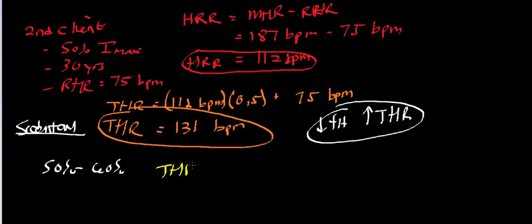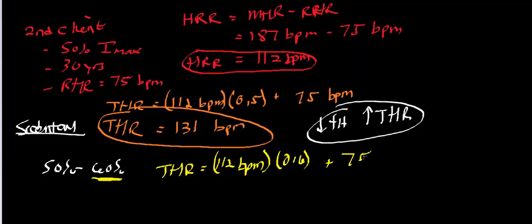So the target heart rate at 60% is, I'm going to take the heart rate reserve, that's 112 beats per minute. But instead of multiplying by 50%, I want to use the upper limit here. And I'm going to multiply by 60%, or 0.6. And then again, I'm going to add on the resting heart rate, which is 75 beats per minute. Let me go ahead and calculate this. So 112 times 0.6, and then plus 75. It's 142.2. I'm going to round this to 142 beats per minute. And that's the target heart rate on the upper limit. This is the upper limit. This is the lower limit right there.